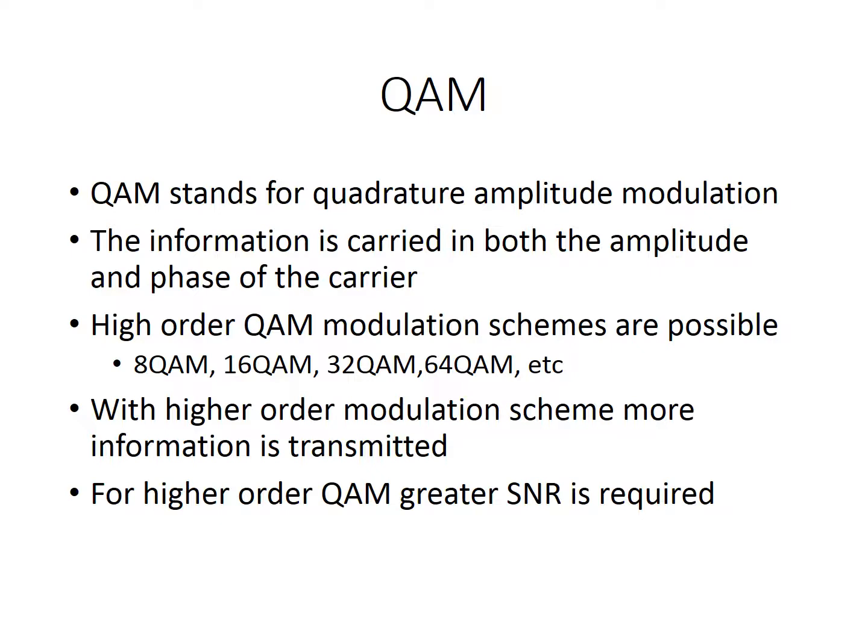Quadrature amplitude modulation, or QAM, is a popular modulation scheme where the carrier is modulated in both amplitude and phase. QAM offers robustness compared to other modulation schemes that only rely on amplitude modulation. The higher the order of QAM, the higher the data rate. With higher order of QAM, a higher signal-to-noise ratio is required.